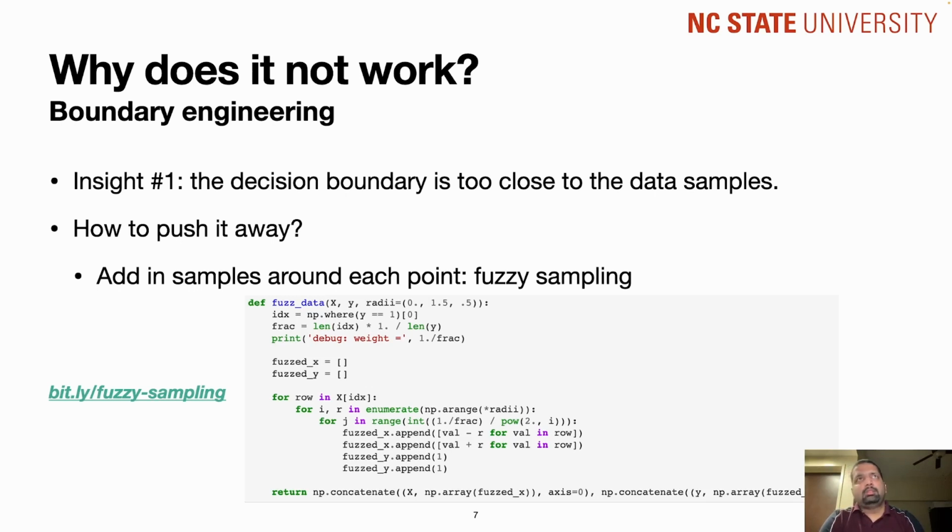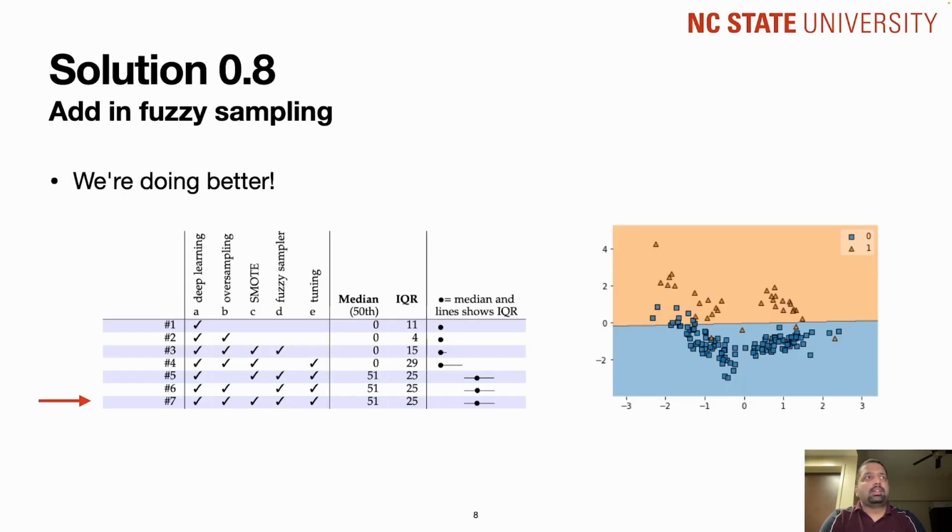So does fuzzy sampling work? Yes, it does. So number 5, 6, 7 all use fuzzy sampling. What's common between them is they use fuzzy sampling and hyperparameter optimization. So it seems like this is a good combination, even though the performance seems to be the same across all of them. What's also common is that they're using some form of oversampling. They're either using SMOTE or weighted loss functions or both.